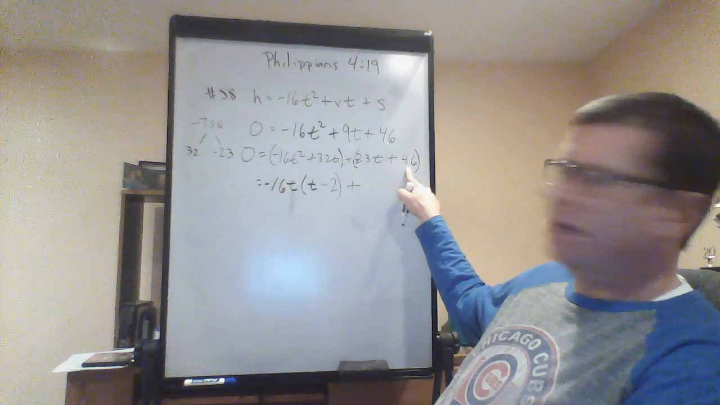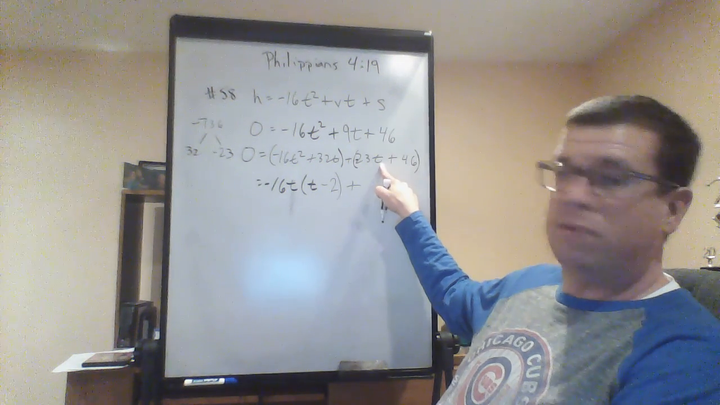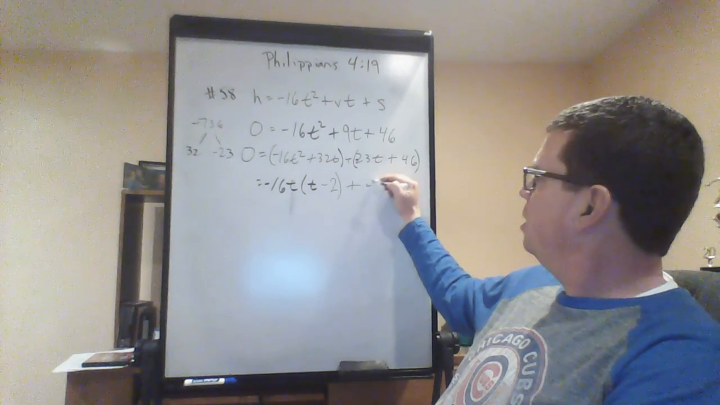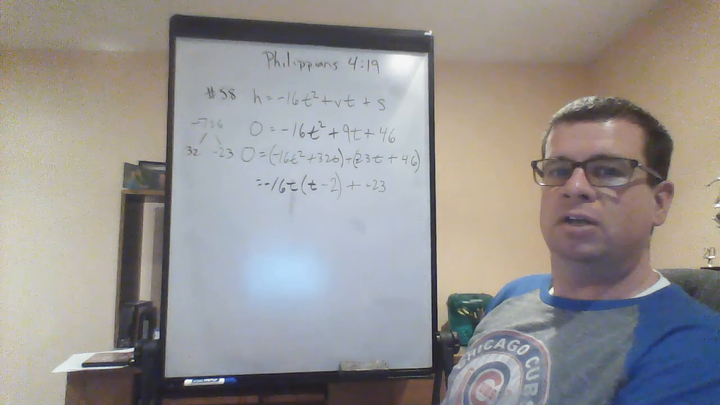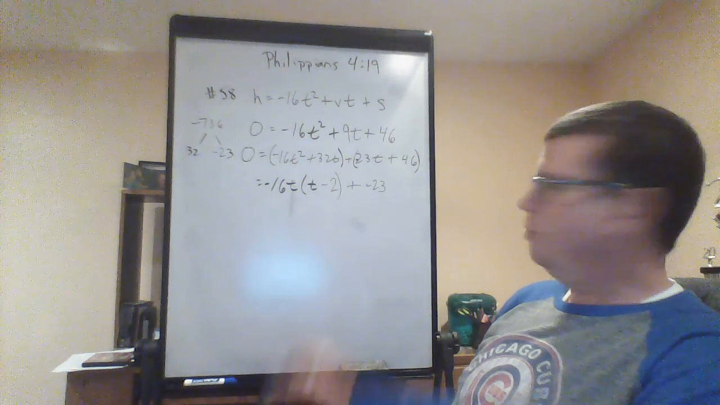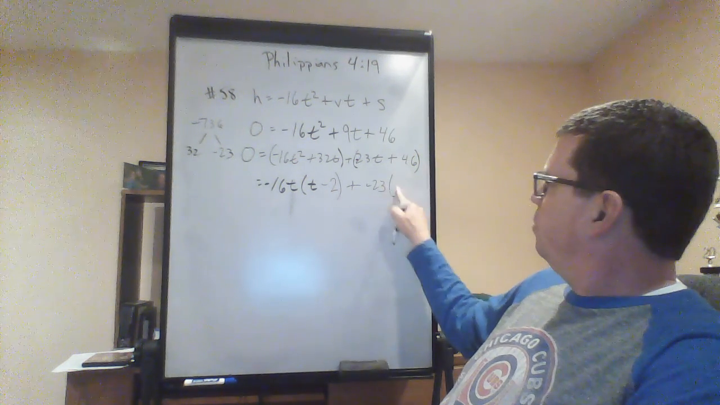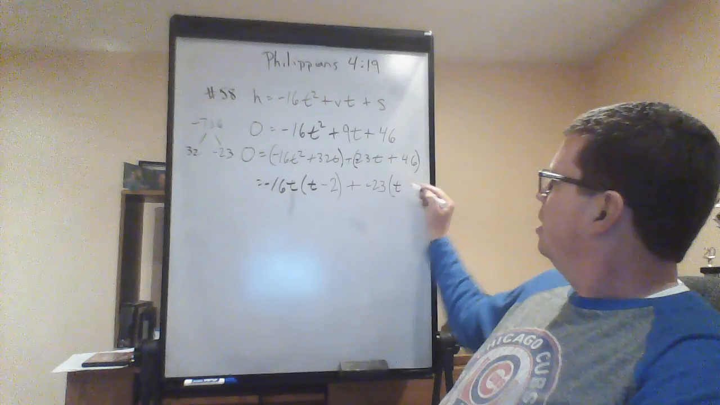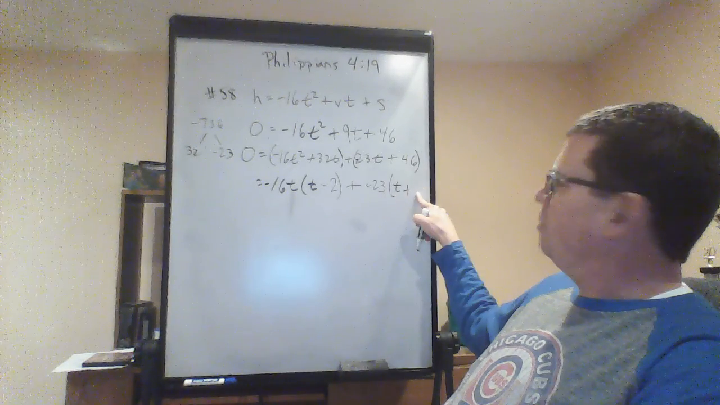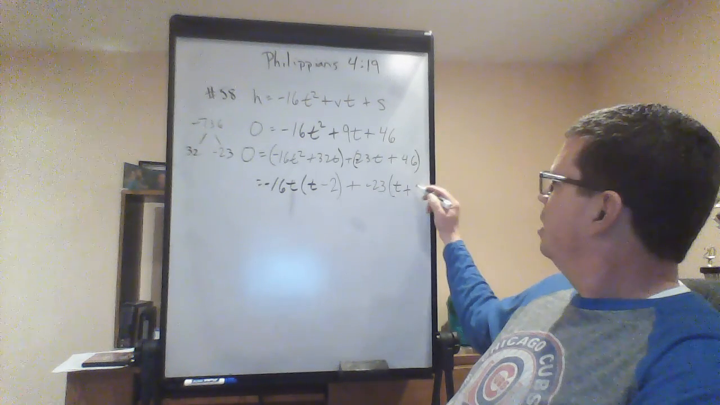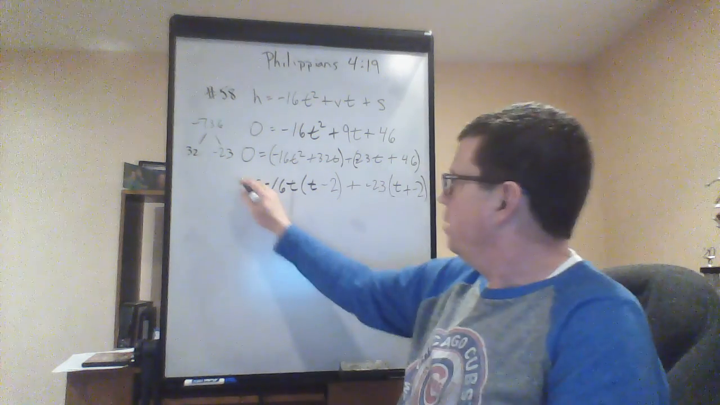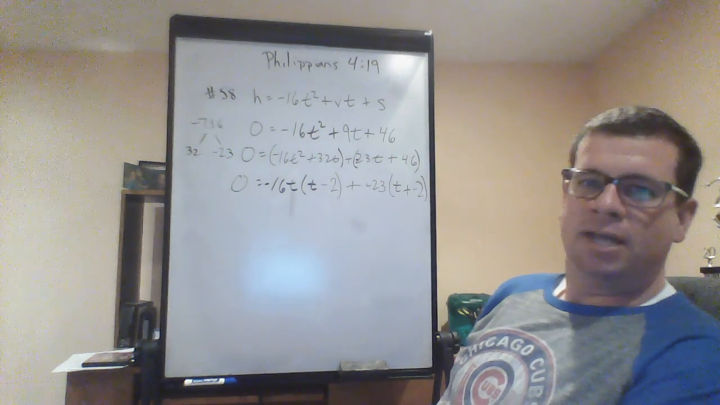Here, I've got a negative 23t, sorry, and a positive 46. And actually, negative 23 goes into both of those evenly. So I'm going to factor out that negative 23. Negative 23 times what would give me negative 23t? That'd be t. Plus negative 23 times what would give me 46? That'd be negative 2. And now it still equals 0.